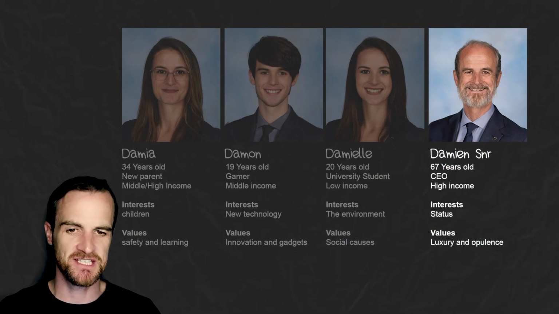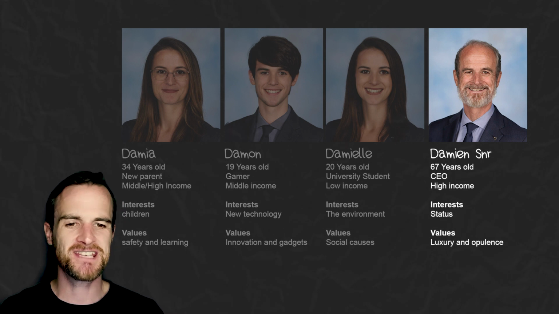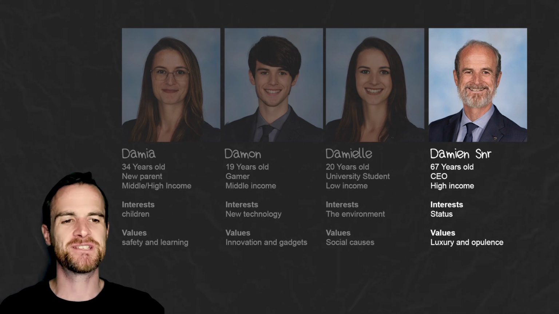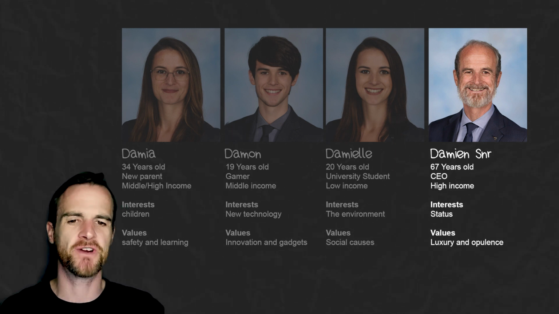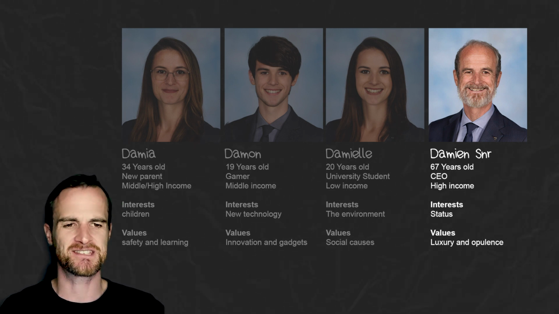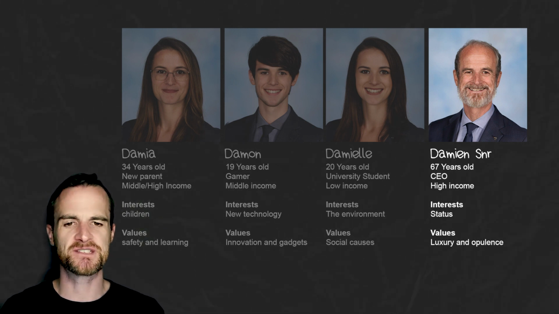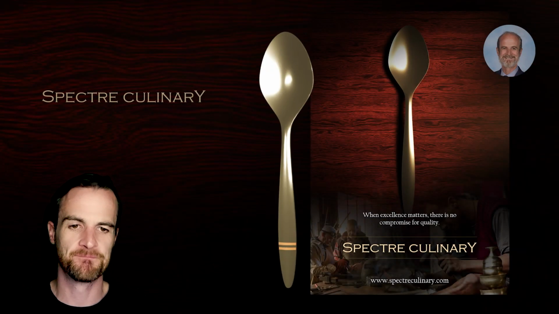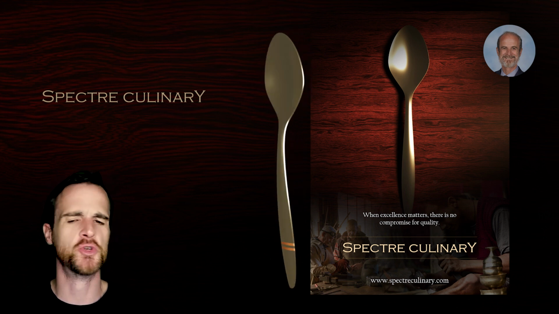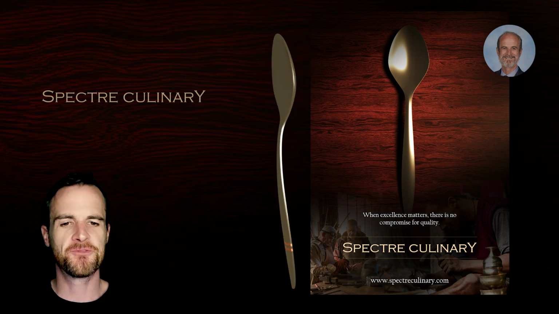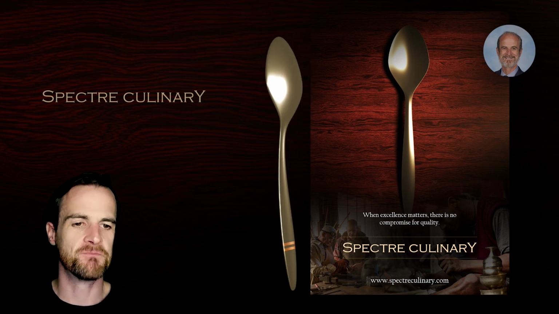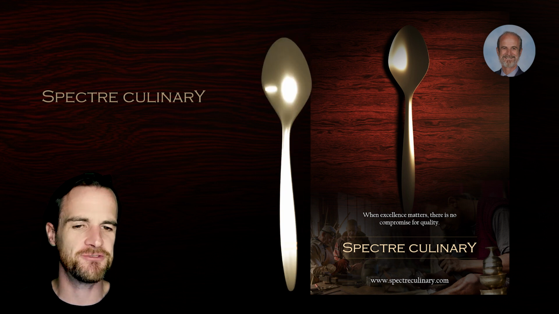Finally, we have Damien Sr. Damien Sr. is 67 years old and in a high to very high socioeconomic bracket. Damien Sr. has conservative and traditional values. He seeks luxury, opulence, and authenticity in the things that he buys. In response to this, we have produced Spectre Culinary, a spoon which echoes the traditional form and simplicity of the spoon of generations past. Its form is smooth with subtle curvature. The material is platinum, evoking a premium luxury feel.